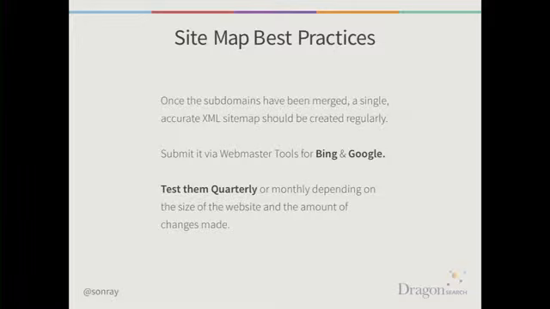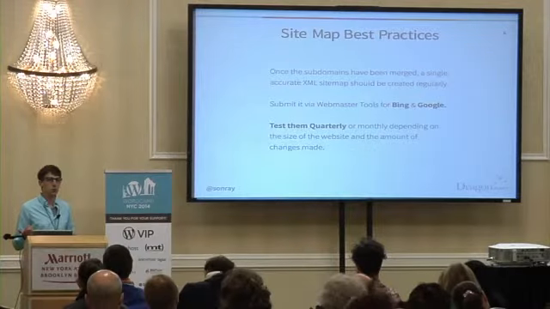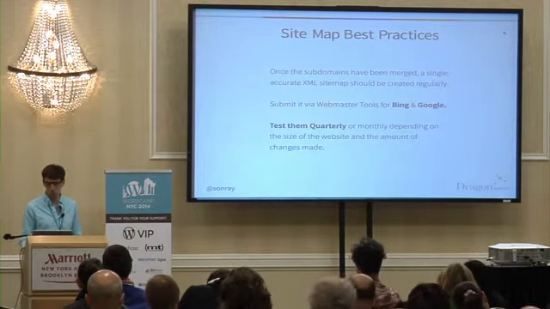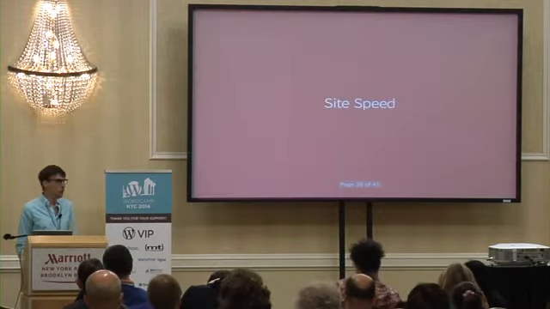Once you have your XML sitemap set up, you want to definitely make sure that you are submitting it to both Bing and Google via Webmaster Tools, and then test them quarterly. Take them, copy and paste, drag them into a text file. You can then upload that to Screaming Frog and have it crawl it, see what kind of errors you have, and fix those issues.